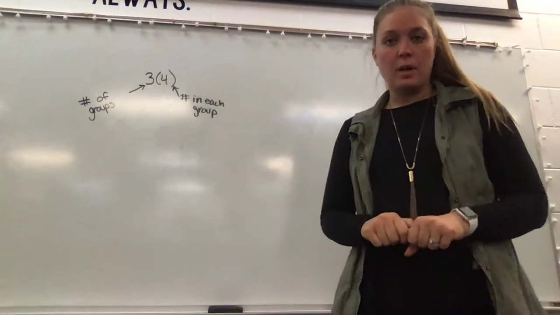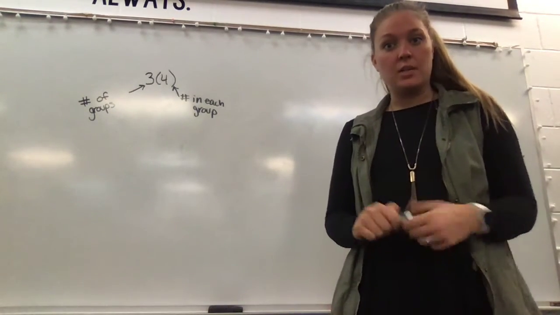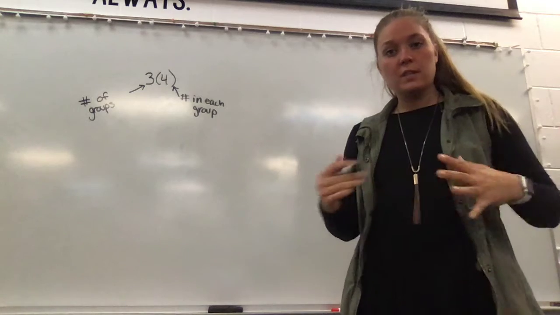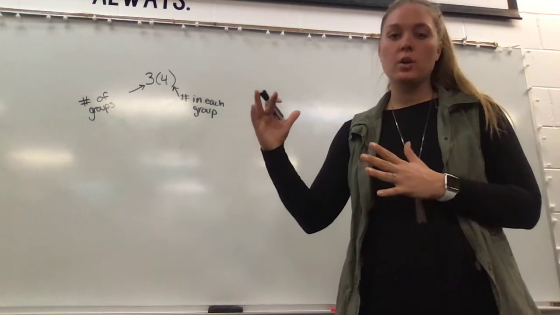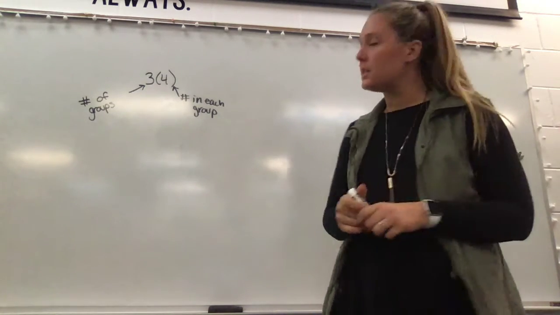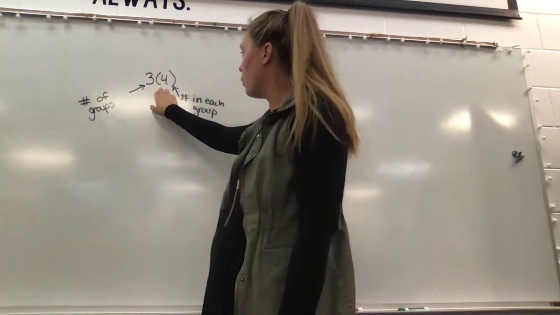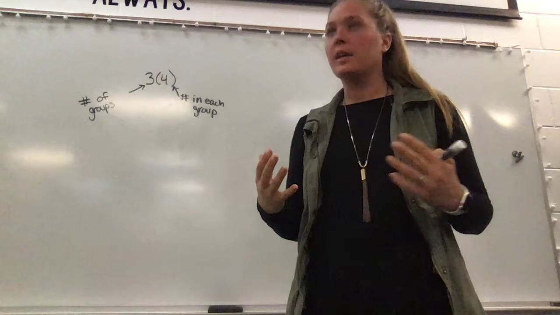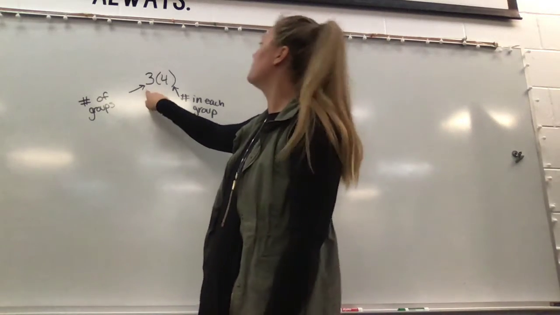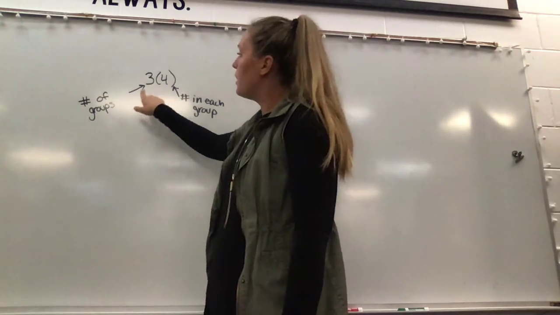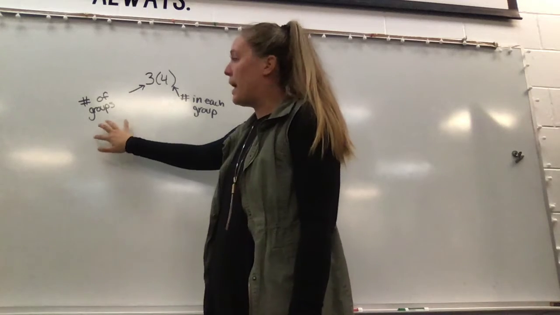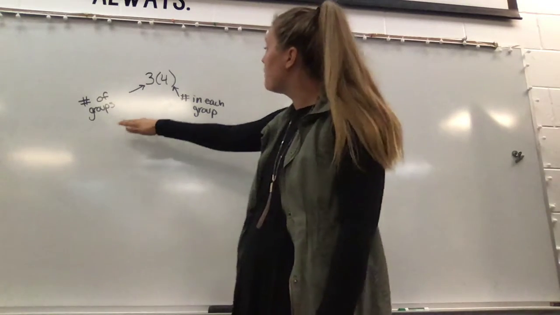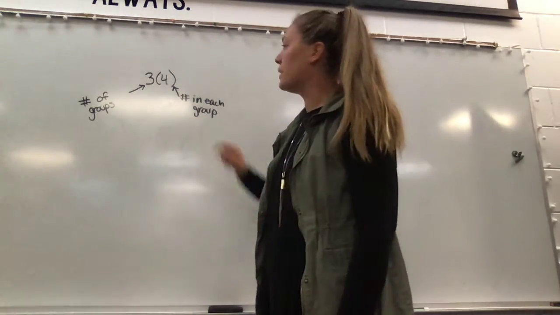Today we're going to look at multiplying integers using integer tiles. So first thing I want to do is we're going to try to switch our thinking. When we see 3 times 4, when we're using integer tiles, I want us to try to think about it as 3 groups of 4. The 3 is the number of groups. I have 3 groups of 4. So the 4 is the number in each group.